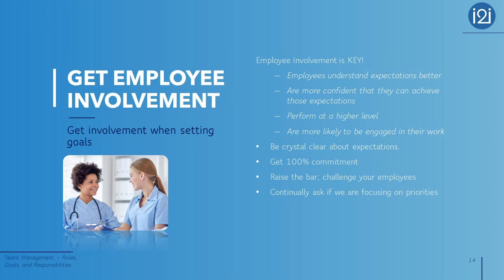As a final thought, make sure that you are not telling them what to do, but are actively asking them for their opinion and getting involvement from the employee. This is key. So ask employees for their feedback. They'll understand the expectations better, and they will be more confident that they can achieve those expectations. They're likely to perform at a higher level and be more engaged in their work, providing better quality and commitment to the job. Raise the bar, challenge your employees, motivate and inspire them, and continually ask if we are focusing on the right priorities.